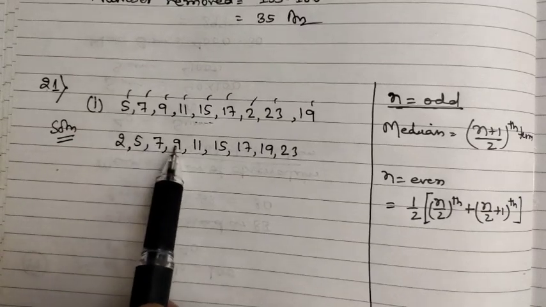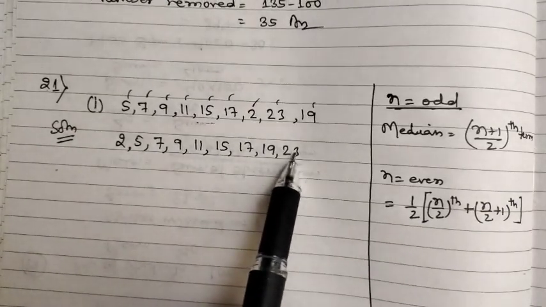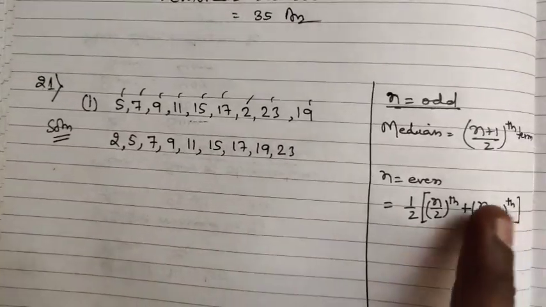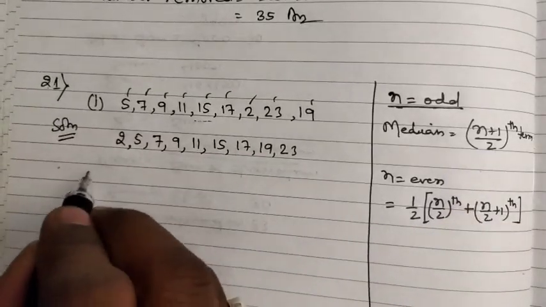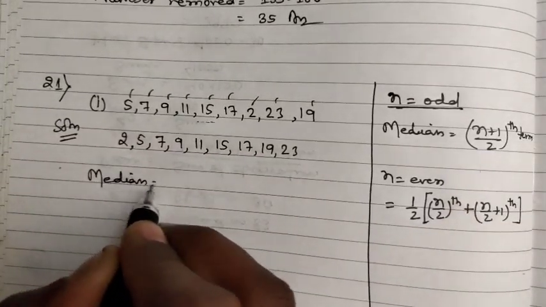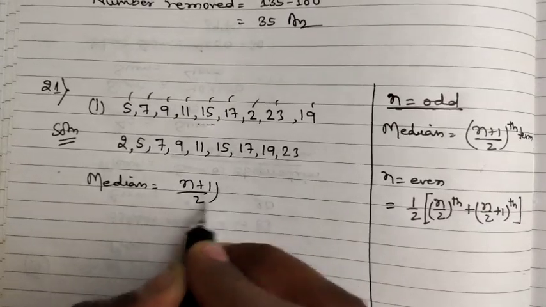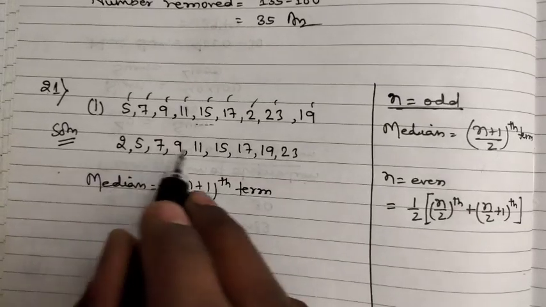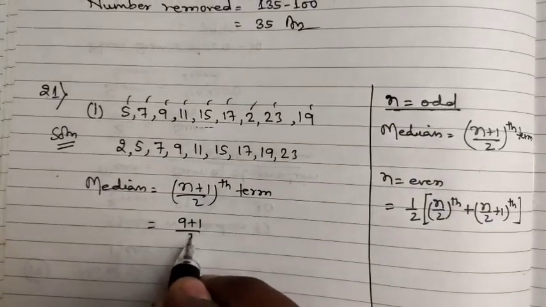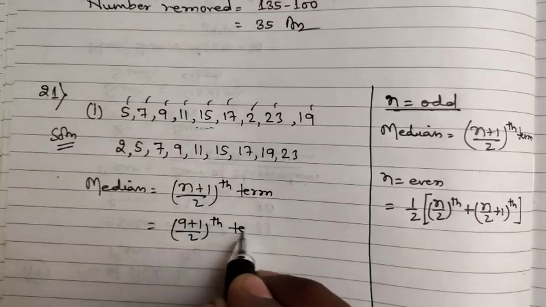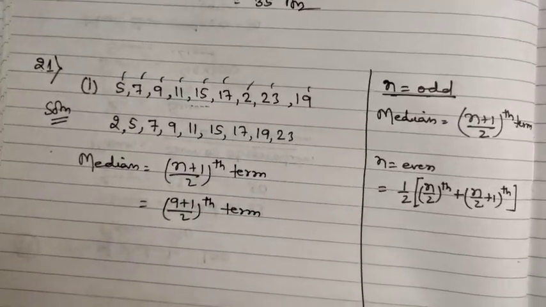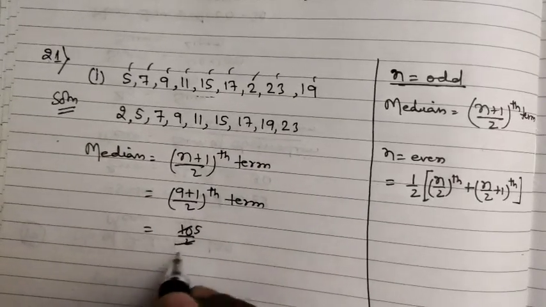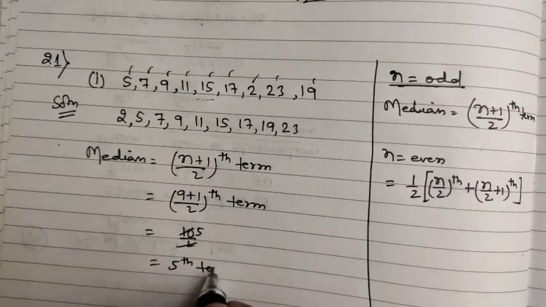1, 2, 3, 4, 5, 6, 7, 8, 9. As we can see, there are 9 terms and 9 is an odd number, so we have to use this formula. Median is equal to (n plus 1) by 2th term. Since it is odd, n, the number of terms, is 9, so 9 plus 1 by 2th term. This is the position of the term we are calculating. It will not be the answer. 9 plus 1, 10, by 2 is the 5th term. So we will write the 5th term is the median.